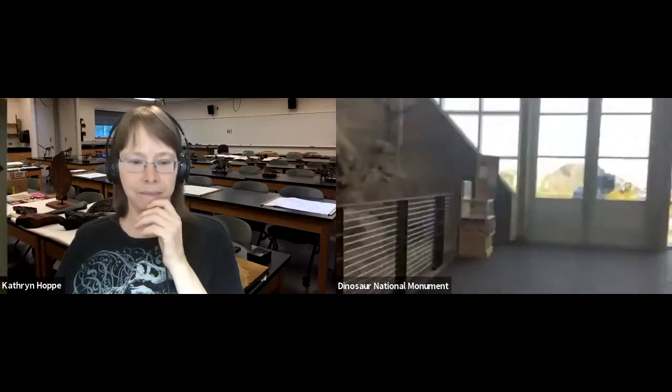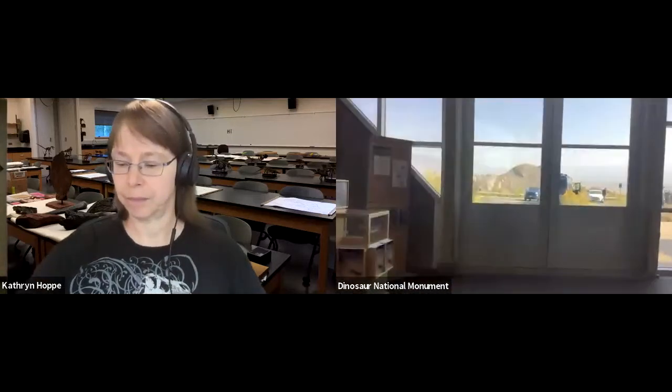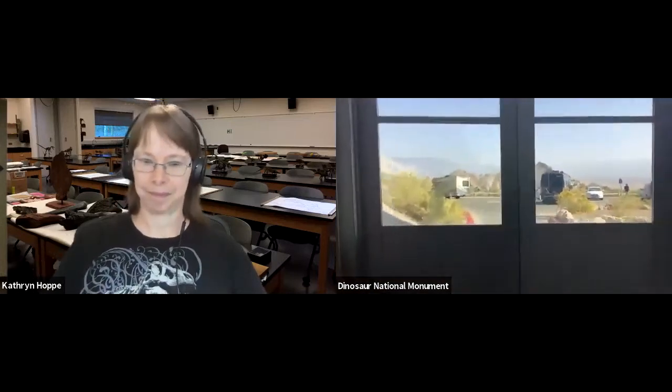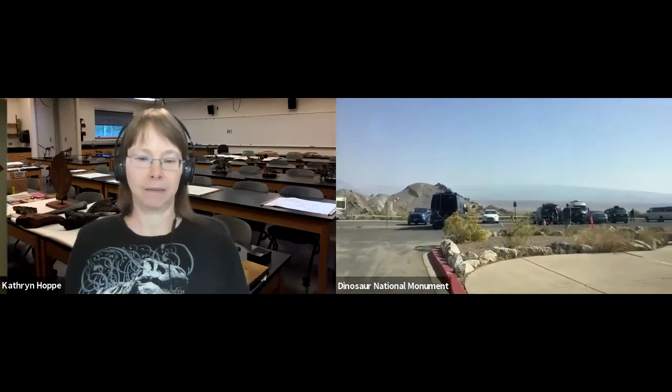We are currently in Utah, and we're just going to look out the window here so you can see a bit what it looks like. It is super smoky today, but it should give you a good idea of what the landscape out there looks like. So from my understanding, you guys are in a dinosaur class.